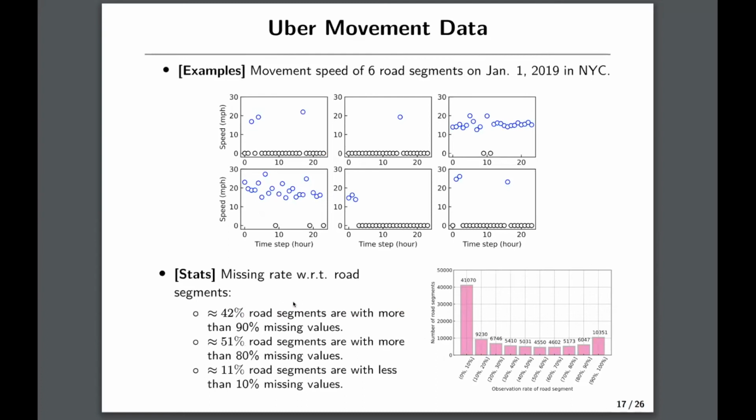These are some examples showing movement speed data of some route segments on January 1st. We can see that for some route segments, there are enough observations, but for this route segment, the observations are very limited. We also made a summary of the missing rate with respect to route segments. About 42% of route segments have more than 90% missing values. Only 11% of route segments have less than 10% missing rate.